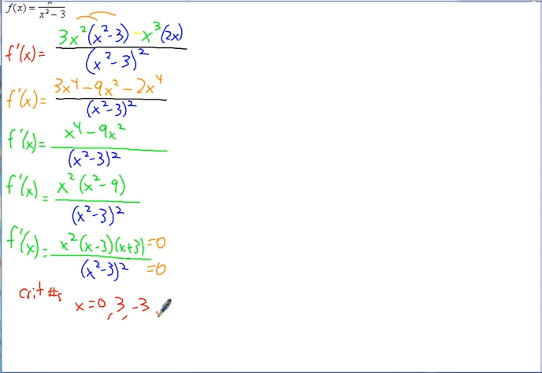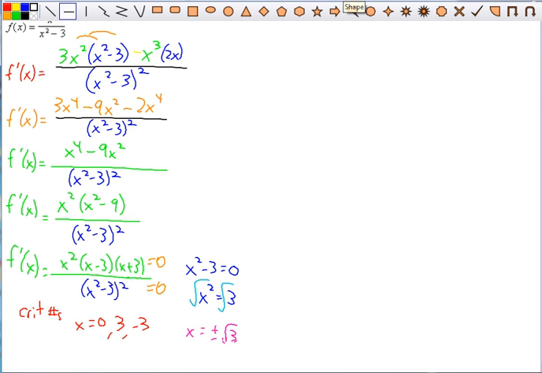And from the denominator equal to 0, we said x squared minus 3 equals 0. You could add the 3 and then take the square root of both sides. So we get x equals plus or minus square root of 3. So we actually have 5 critical numbers here. So let's put them all on our number line, in order from lowest to highest.